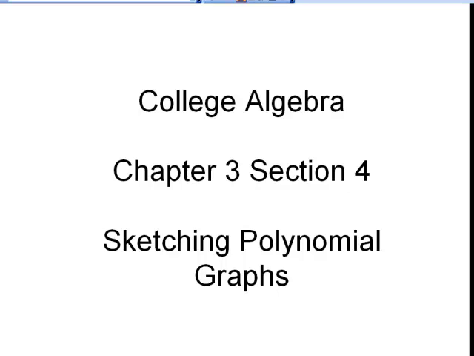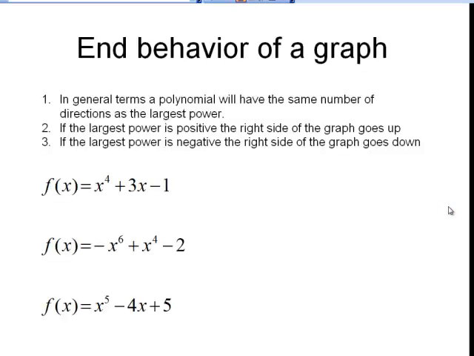This is Chapter 3, Section 4. We're looking at sketching polynomial graphs. Now, in general terms, we'll have the same number of directions as the biggest power. So if you have a fourth power, it'll have 4 directions, third power, second power, things like that.